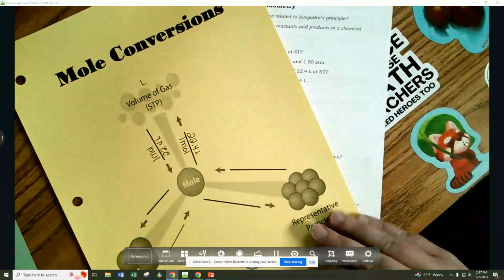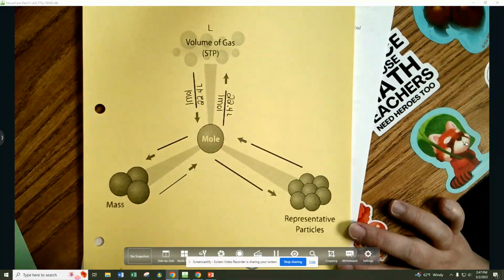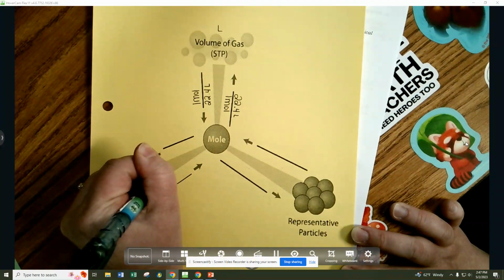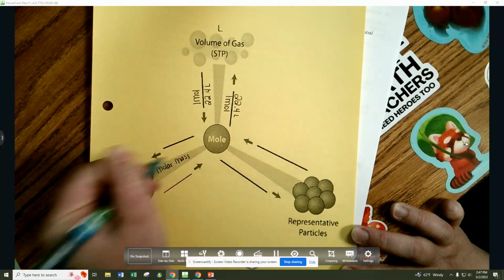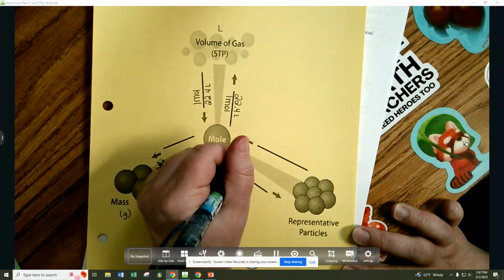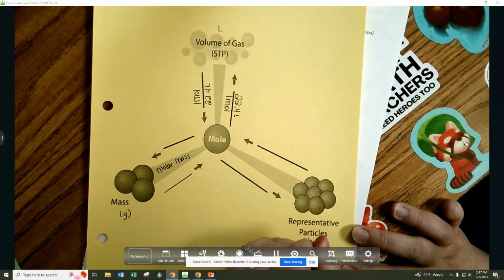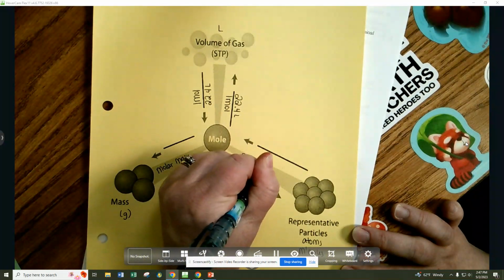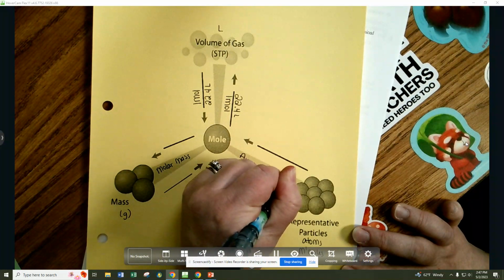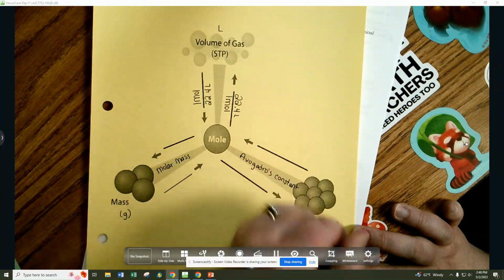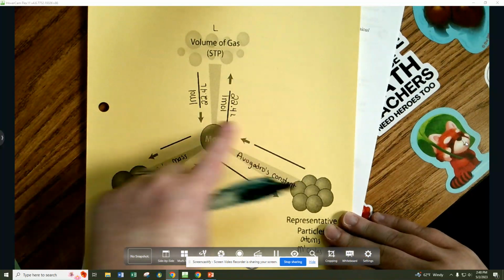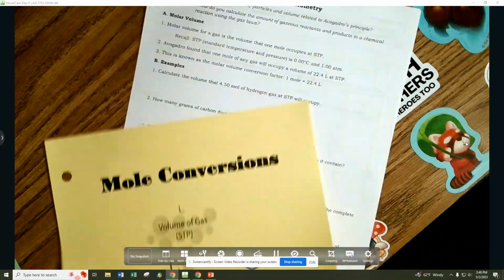Just as another refresh for our conversions, if you recall, mass is grams, and we use molar mass as those conversion factors. And then here, representative particles can be like atoms and molecules, for example. We use Avogadro's constant. So hopefully you have these two parts filled in from previous topics. So this part should be all that you need to add. So we're going to dive right in.